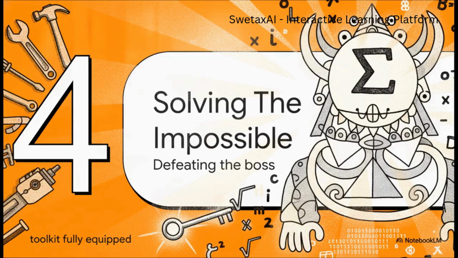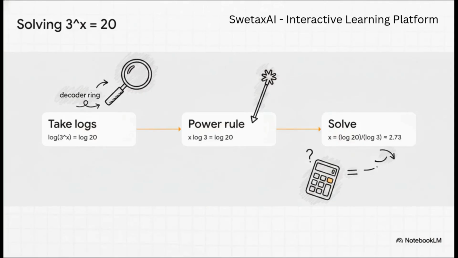Boom! Okay, with our toolkit fully equipped, it's time for Section 4, Solving the Impossible, Defeating the Mathematical Boss. Notice how our new translation toolkit easily breaks down that complex algebra problem from earlier into 3 really digestible bites. Remember 3 to the power of x equals 20?